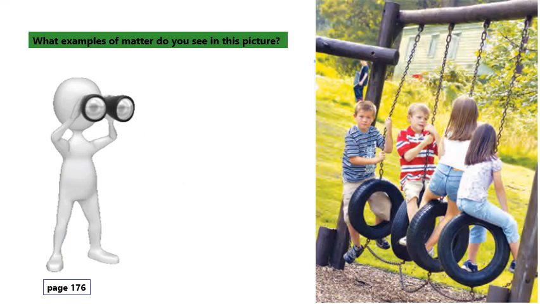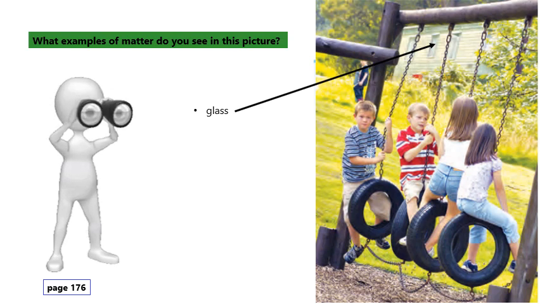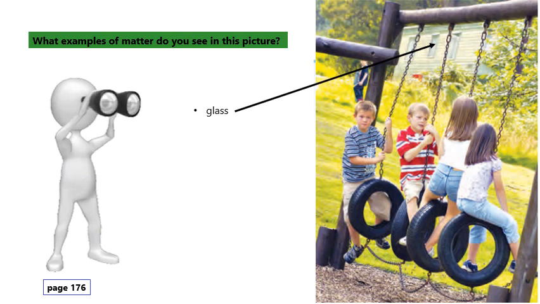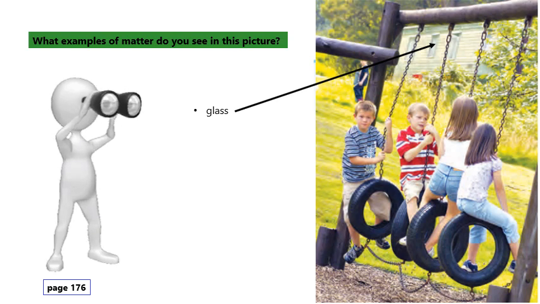This question is found in your book on page 176. What examples of matter do we see in this picture? Can you help me find out some? Yes? You're looking at the windows in the back? Excellent job. So glass. Glass is one kind of matter shown in the figure. Look for something else.